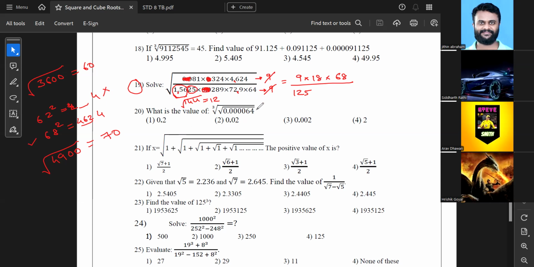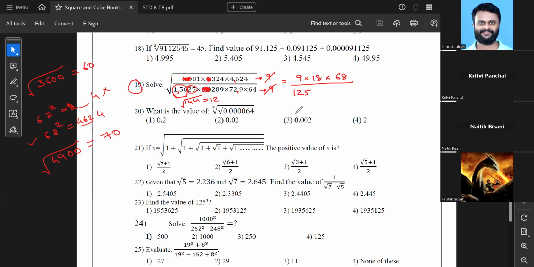Okay, so this only works for 5 ka square, baaki kisi ke liye kaam nahi karega. Okay. You can also check 12 into 13. 156 is 12 into 13. Yeah, but then that is longer, na? This is easier.